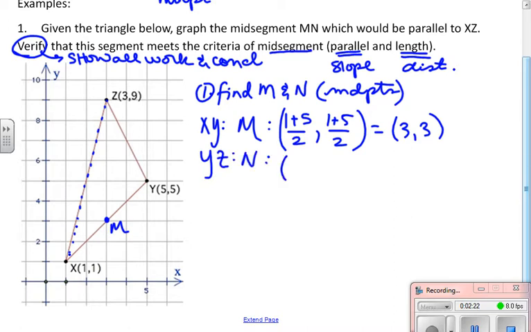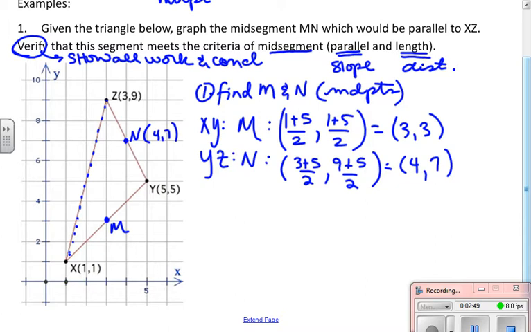And then let's look at YZ, and we'll call that one N. So my midpoint there is going to be 3 plus 5 divided by 2, and 9 plus 5 divided by 2. So I have 8 divided by 2, which is 4, and 14 divided by 2, which is 7. So I have 1, 2, 3, 4, 1, 2, 3, 4, 5, 6, 7. So N is at 4, 7, and M is at 3, 3. So this segment right here is my midsegment.